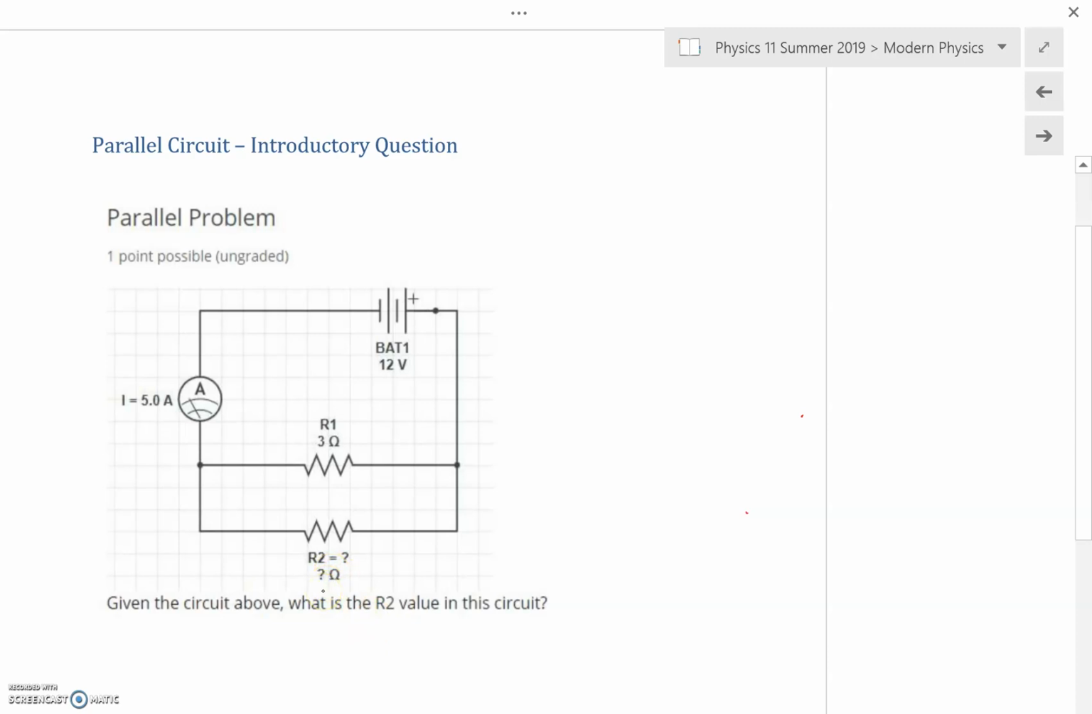We know from parallel circuits, and our knowledge of that, is that the total voltage is equal to the total current times the total resistance. We can find the total resistance because we know the total voltage, 12 volts, and the total current, 5 amps. By rearranging this, we find that the total voltage divided by the total current, which is 12 volts divided by 5 amps, provides us a total resistance of 2.4 ohms.